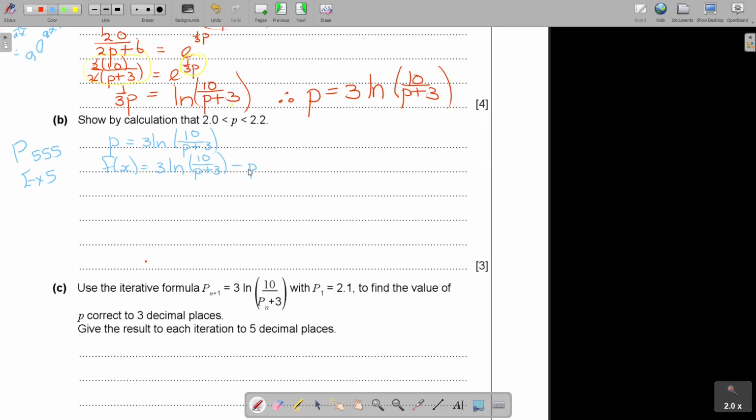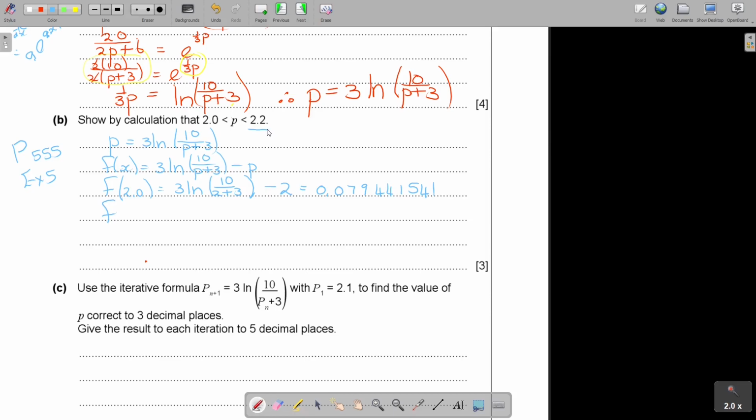So now I'm going to substitute. If I substitute 2, I'm going to get 3 ln, and then it's 10 over 2 plus 3, minus 2. And then, very, very important, press it on your calculator. So I get 0.079441541. Get used to writing out the full calculator display.